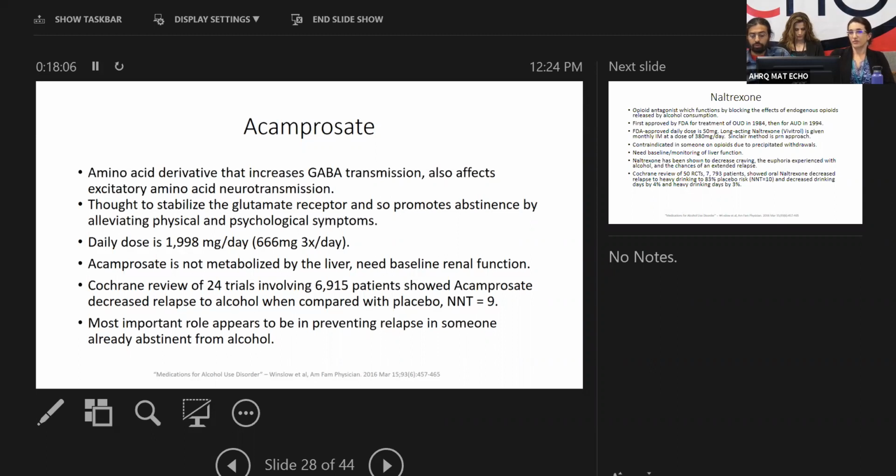A Cochrane review of 24 trials involving nearly 7,000 patients did show acamprosate decreased relapse to alcohol when compared with placebo, with a number needed to treat of 9. And it seems to be most important in preventing a relapse in someone who's already stopped alcohol, so has been off of it for about 1 to 2 weeks. But it is not contraindicated in someone who is still recently drinking.